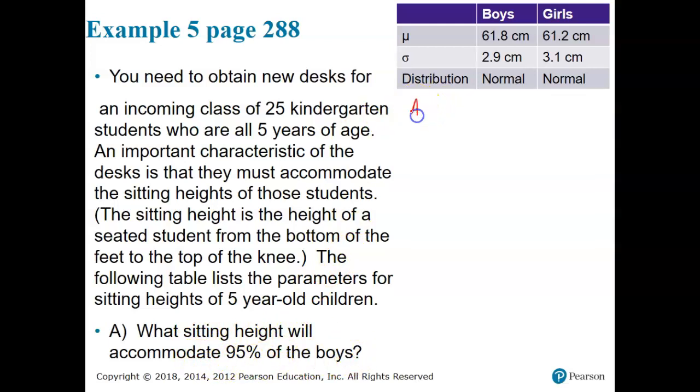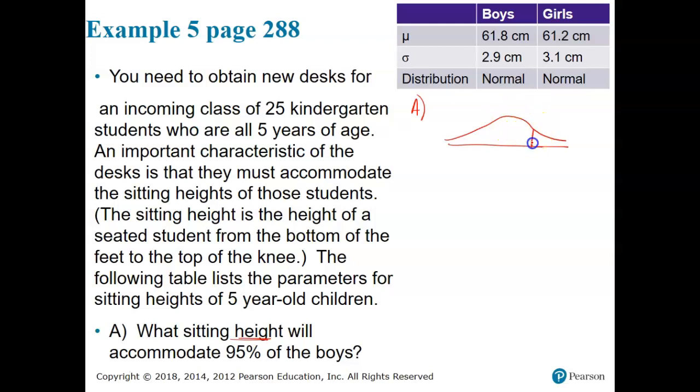Okay, so if we look at this, if we're working with just the boys, we know that both of these are normally distributed, so that's not an issue. So if we want to accommodate 95% of the boys, we're asked to find a height. So if I'm trying to find a height, that's a value that I have to find, and therefore I'm going to be doing an inverse norm problem for this.